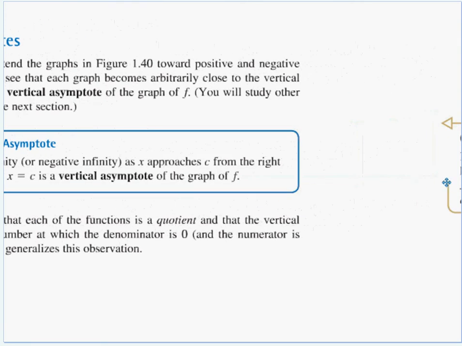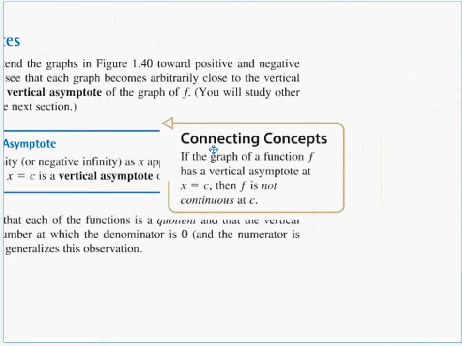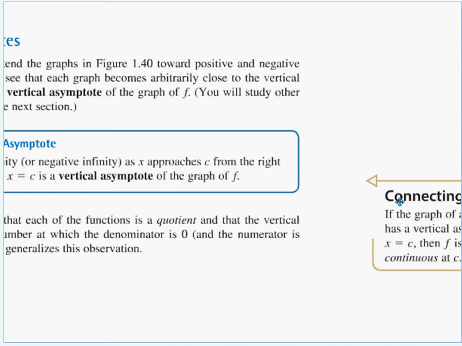But what do we got over here? Connecting concepts. If the graph of a function f has a vertical asymptote at x equals c, then it will not be continuous. We can't draw a line through it. We can never cross an asymptote, so the graph is not continuous at that point.